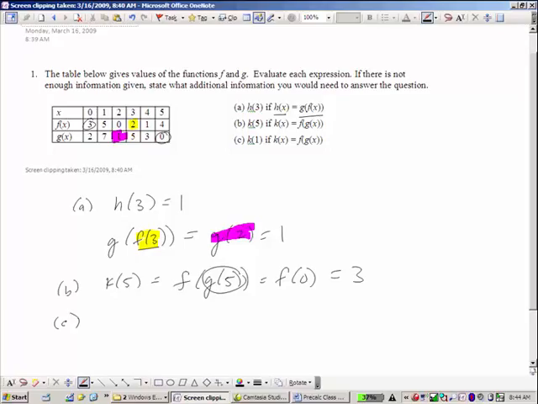Michelle, you want to do C? All right, so g of 1 is 7. Okay. Oh. There's no f of 7. So that's as good as it gets. State what additional information you would need. We'd actually need to know what f of 7 is. Ooh, nice.